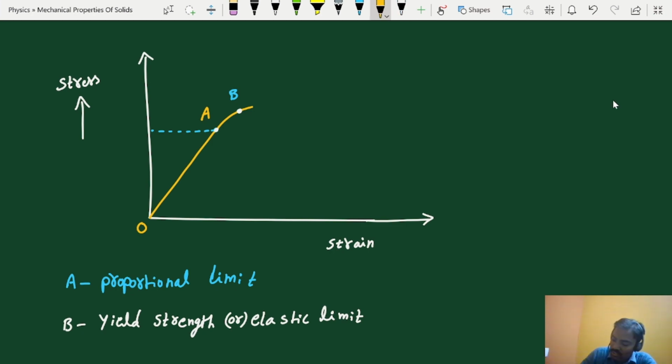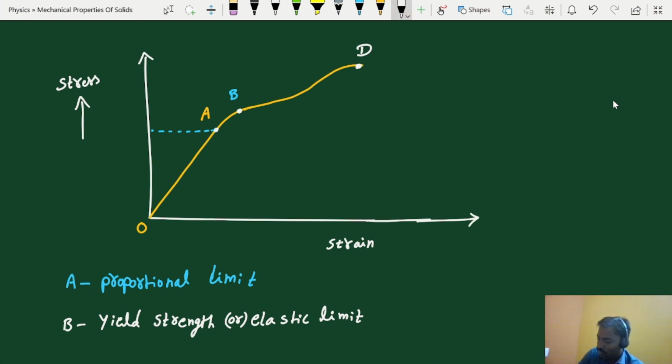Now, with the further increase in load, up to point D. See, between the points B to D, the region is known as the plastic region. Up to the next point E also, that is the fracture point. We'll discuss that later in this lecture itself.